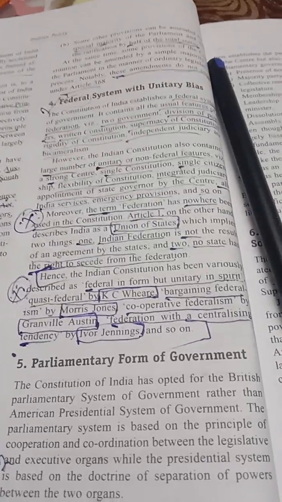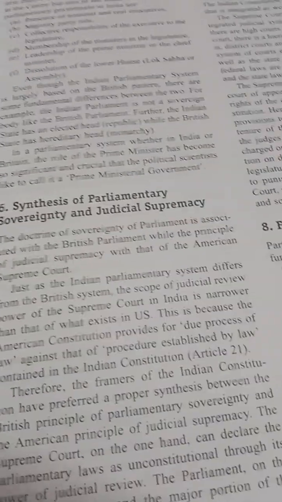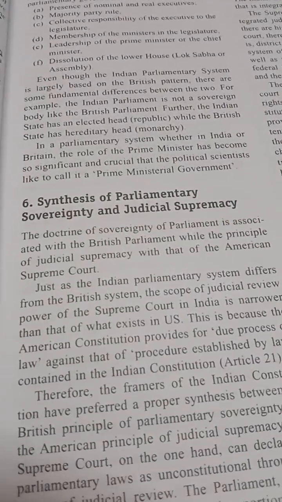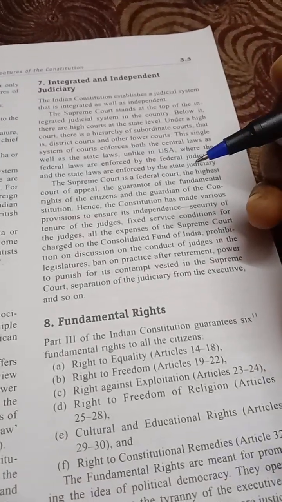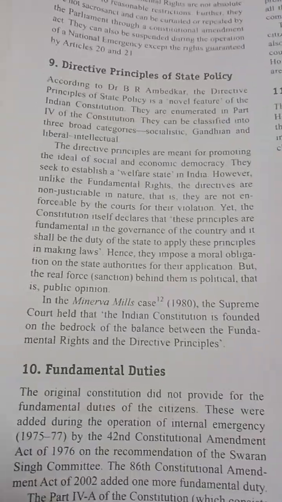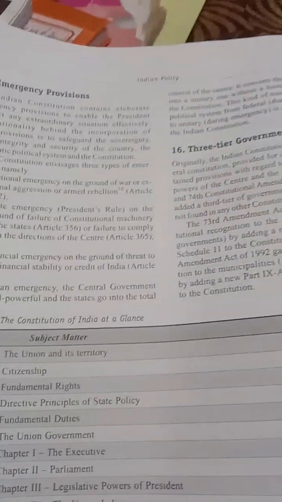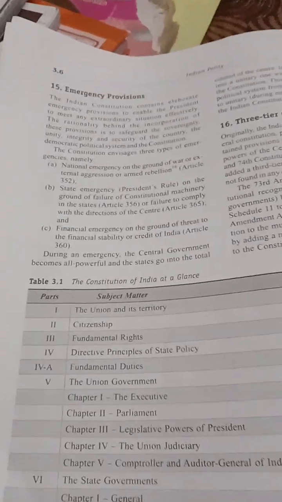That's all for today. We are going to cover the parliamentary form of government, synthesis of parliamentary sovereignty and judicial supremacy, integrated and independent judiciary, fundamental rights, directive principles of state policy, fundamental duties, a secular state, universal adult franchise, single citizenship, independent bodies, emergency provisions, three-tier government. We can discuss these in the next class.